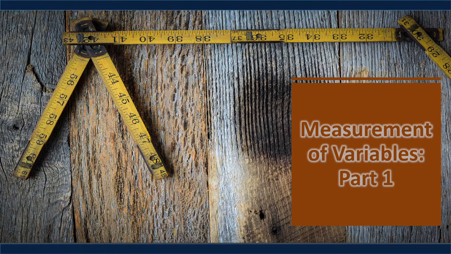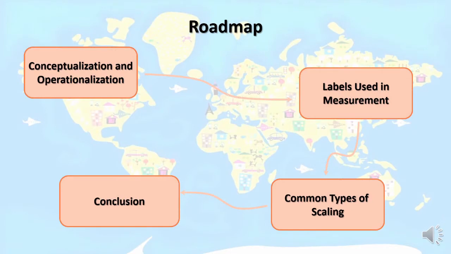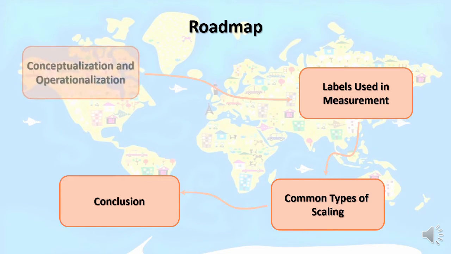So let's get into the content of Module 5. Before we begin, I think a roadmap will be helpful for previewing what we're going to be talking about in today's video. First, we're going to cover the process of conceptualizing and operationalizing each variable in a hypothesis.